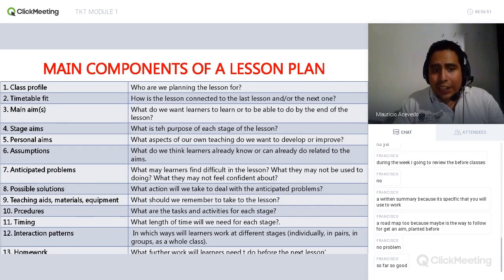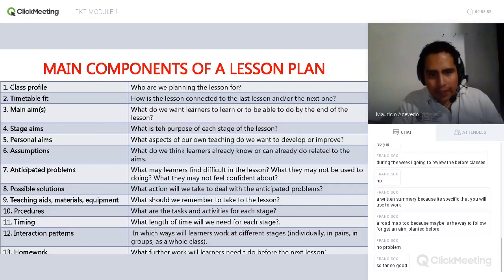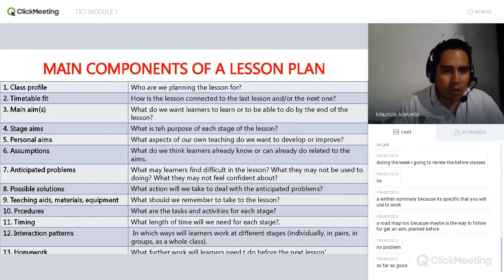And finally, homework. Here it is not very clear, but basically we all know what homework is: the further work that learners need to do before or after the next lesson.